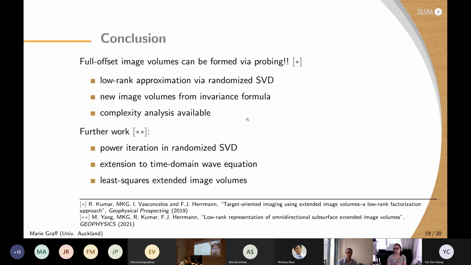Just to improve the image volume when we have a very blurry initial guess, to make it a bit better at each step of the least squares.